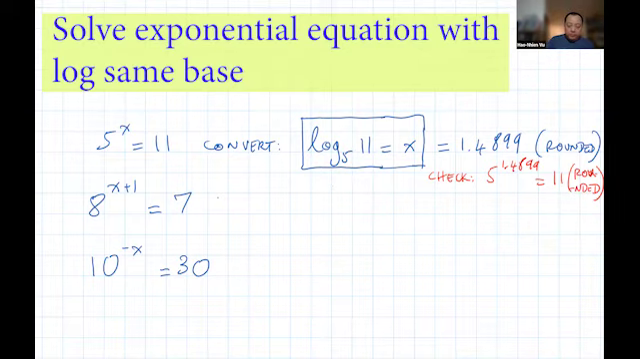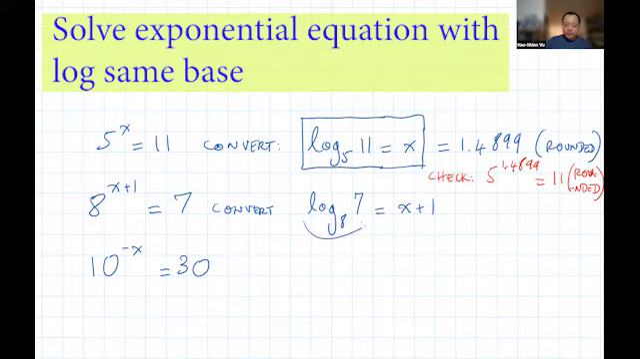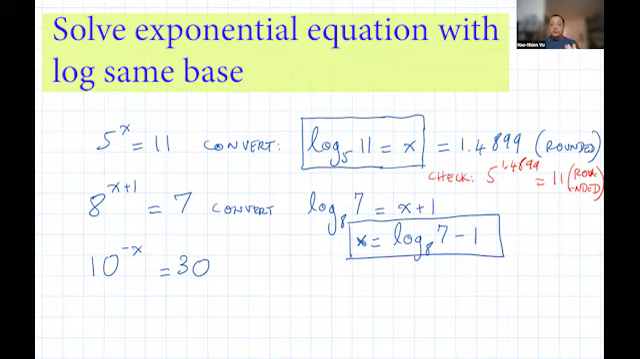Example 2. Do the same thing, convert. Then I get log base 8 of 7 is equal to x plus 1. This is a number. I just need to isolate x and I'm done. I isolate x by subtracting 1 from both sides. If I do that, I get x is equal to log base 8 of 7 minus 1. Again, perfectly fine to leave it like that. You don't have to compute the decimal value if you don't want to. But if you do, you can write it as 0.0642, again rounded.